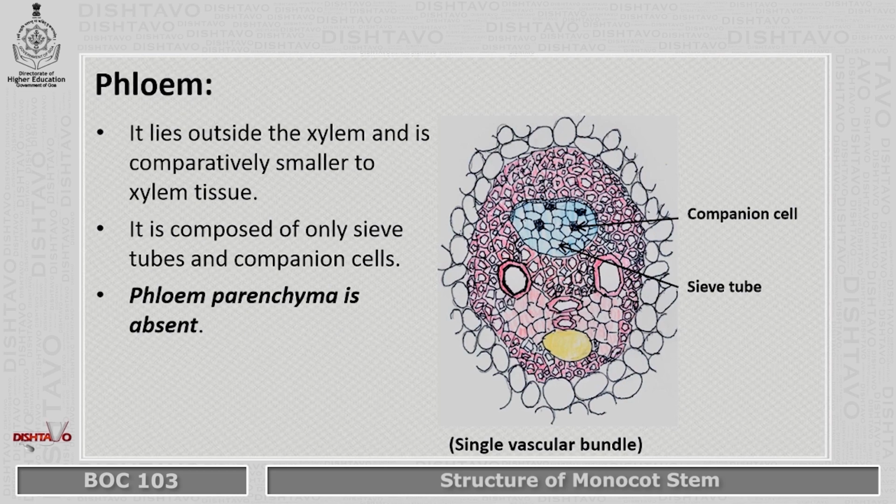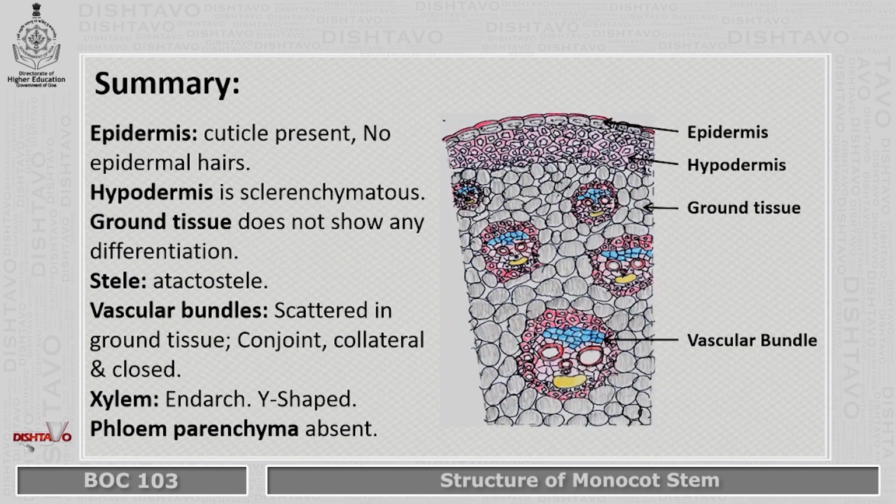Phloem lies outside the xylem and is comparatively smaller than xylem tissue. It is composed of only sieve tubes and companion cells. Phloem parenchyma is absent in phloem.